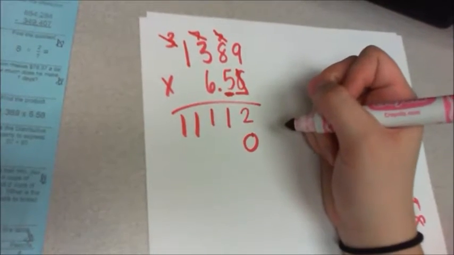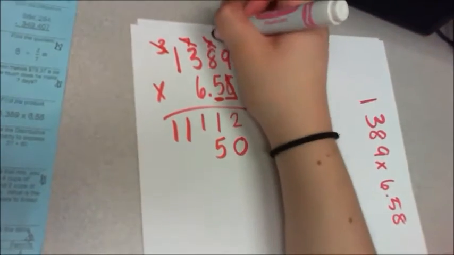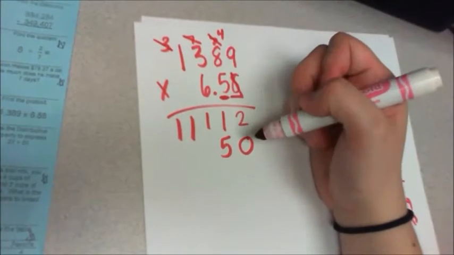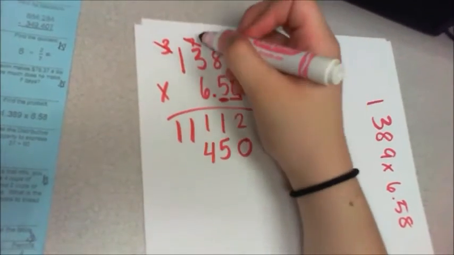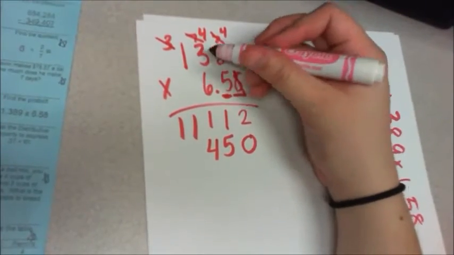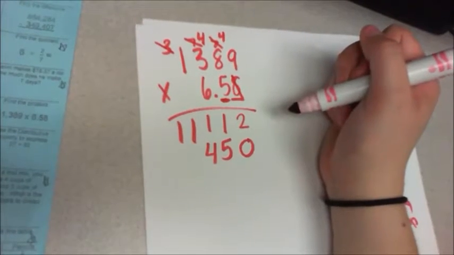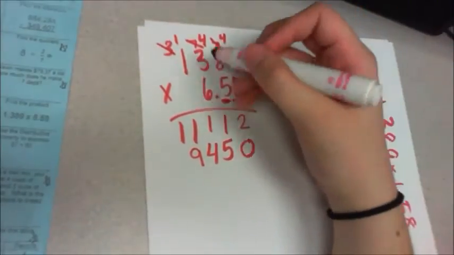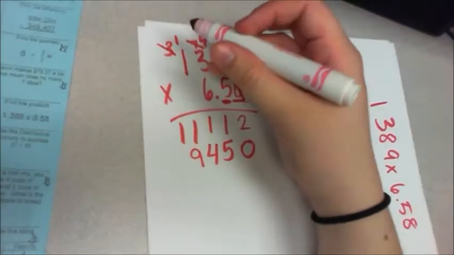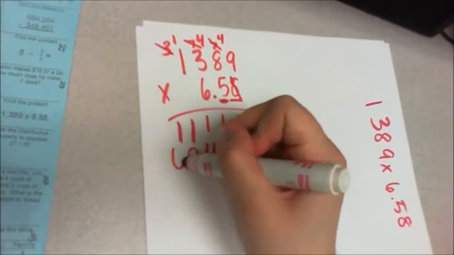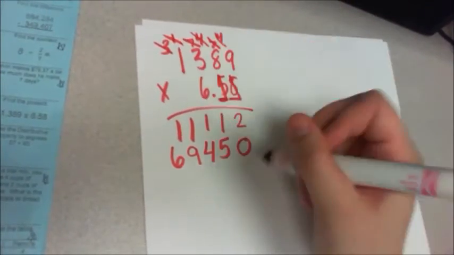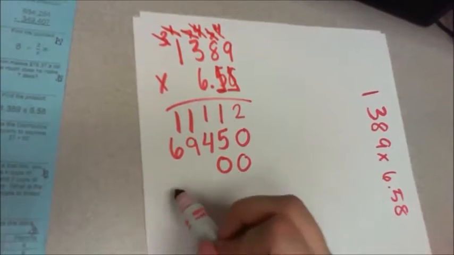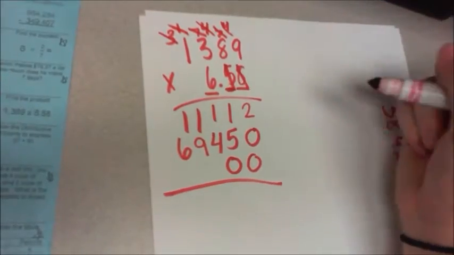5 times 9 is 45, carry my 4. 5 times 8 is 40, plus 4 more is 44, carry my 4. 5 times 3 is 15, plus 4 more is 19, carry my 1. 5 times 1 is 5, plus 1 is 6. Cross off my old, add another placeholder 0 since we're now moving into our third place value of 6.